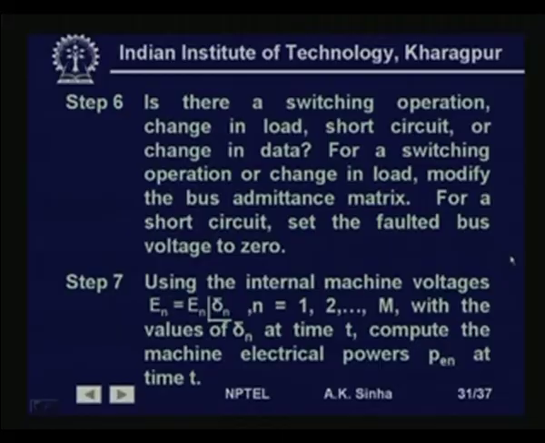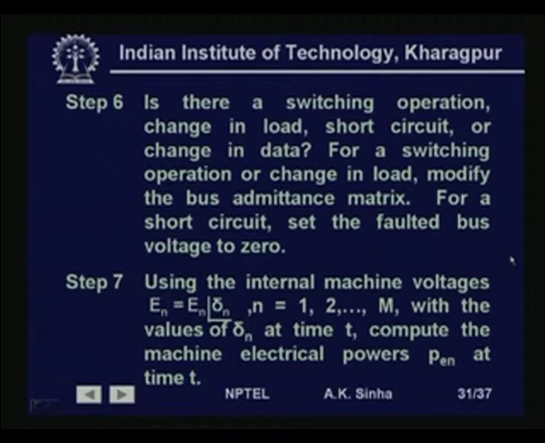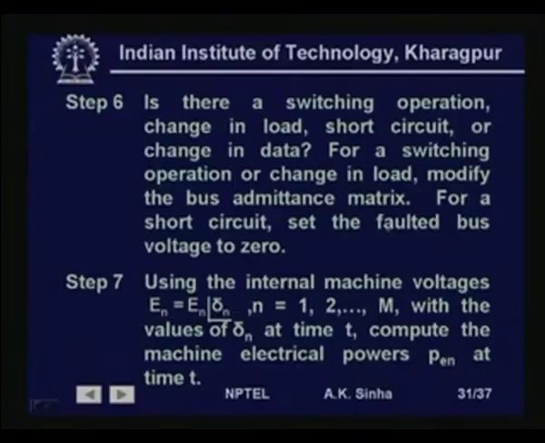In case there is a short circuit, then what happens? The faulted bus voltage is made 0, because we are considering all the time a 3-phase short circuit on the bus. So, for a short circuit, the faulted bus voltage is set to 0. In fact, if we are setting this voltage to 0, it means the voltage is known. So, from Y bus we can remove the equation for this bus voltage. That means the row and column corresponding to this bus can be removed.